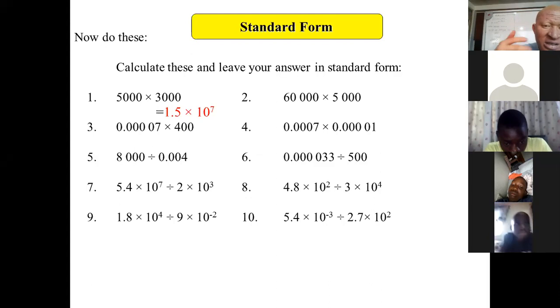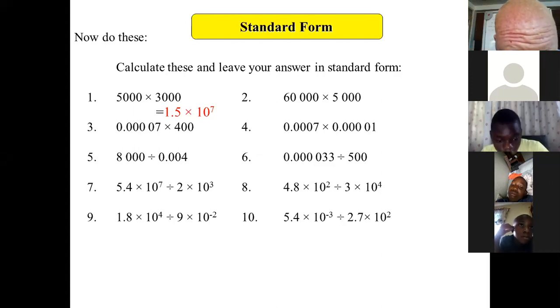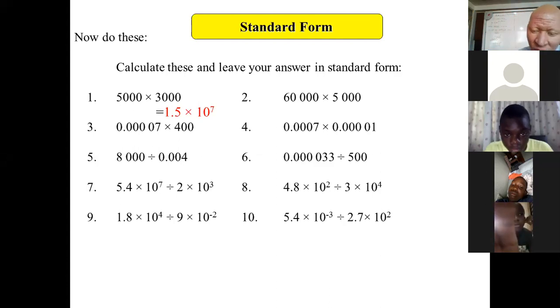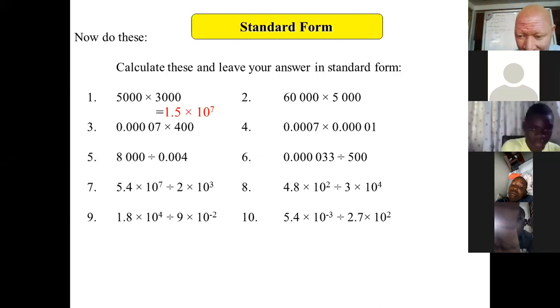Standard form reduces the stress. It reduces the stress of having to do multi-level calculation of all this long multiplication method. So that is the advantage. You have to get used to it so that it can reduce your timing of solving questions like this. 60,000 multiplied by 5,000 is another big number. So you won't want to do all those multiplications one by one before you convert. It will be easier for you to convert first, and then you'll be able to get your answer done.